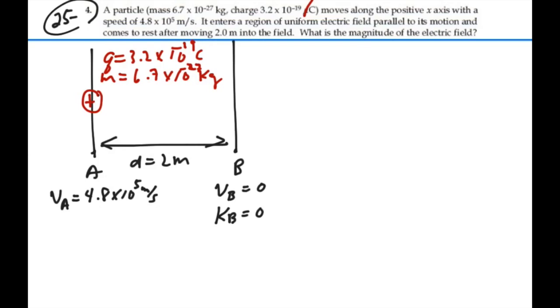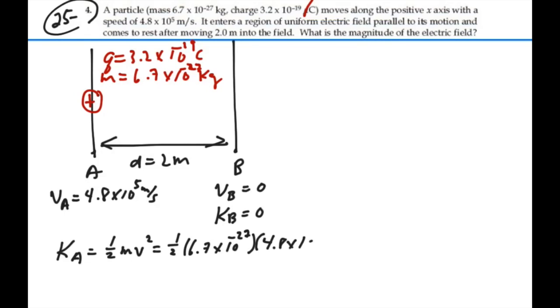Let's calculate the kinetic energy at A. Kinetic energy at A is going to be 1/2 the mass times the velocity squared, 1/2 times 6.7 times 10 to the minus 27 times 4.8 times 10 to the 5 squared, and that gives us 7.72 times 10 to the minus 16 joules.